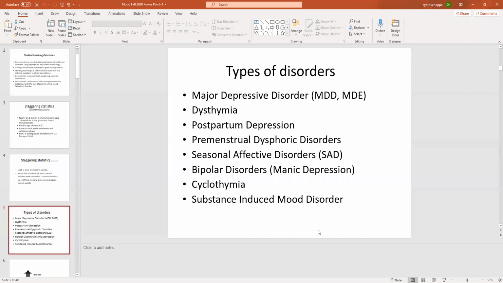All right. Now, we have a whole laundry list of DSM-5 psychiatric disorders. We have major depressive disorder or major depressive episode. Dysthymia is a chronic, low-level type of depression. These people may be working. These people may still be sad. They may not be productive in work. They may have issues with relationships with their spouse.